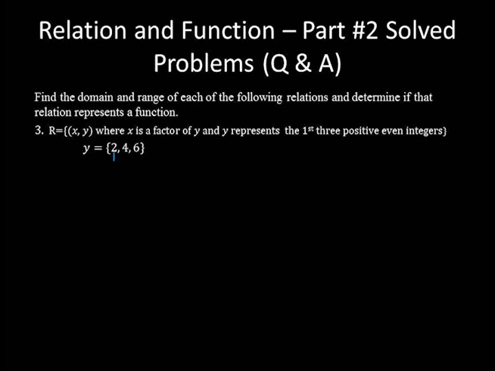Let's start with the factors of 2. 1 is a factor of 2 because, as we discussed above, 1 is a factor of any number. 2 is also a factor of 2 because any number is a factor of itself. When we move to 4, 1 is a factor of 4. 4 divided by 2 gives us 2 with no remainder. Thus 2 is a factor of 4. And the number 4 is a factor of itself.